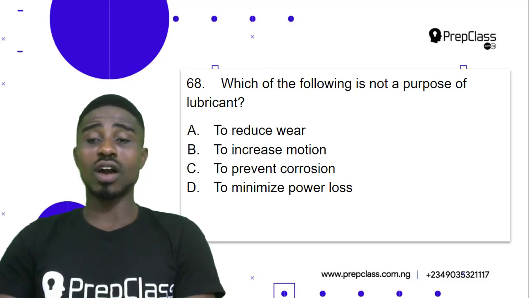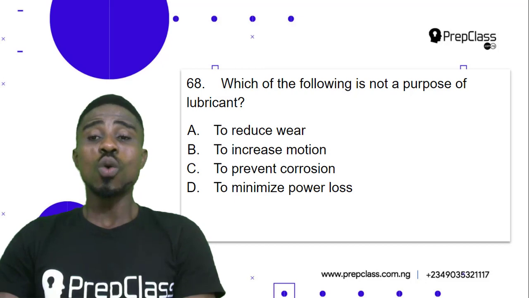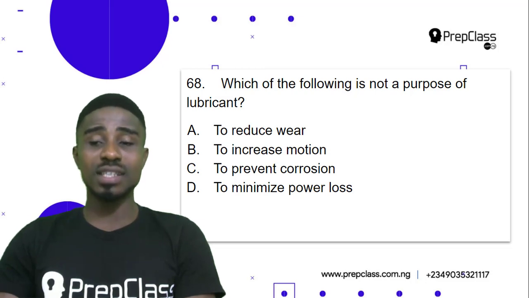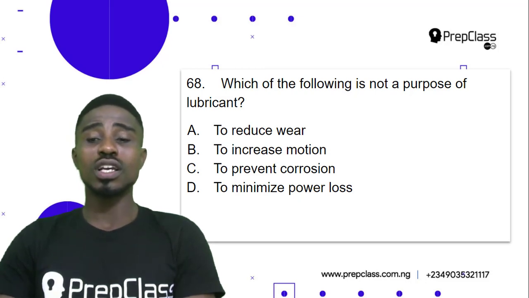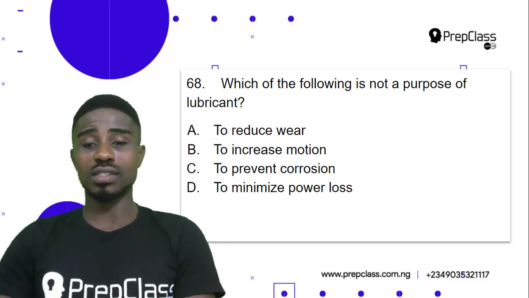So that's not our correct answer, because the question says which of the following is not the purpose of lubricants. To reduce wear is the purpose of lubricants, so that's not our correct answer. Option B, to increase motion. The purpose of lubricants is not to increase motion. It's never to increase motion. And that will be our correct answer.